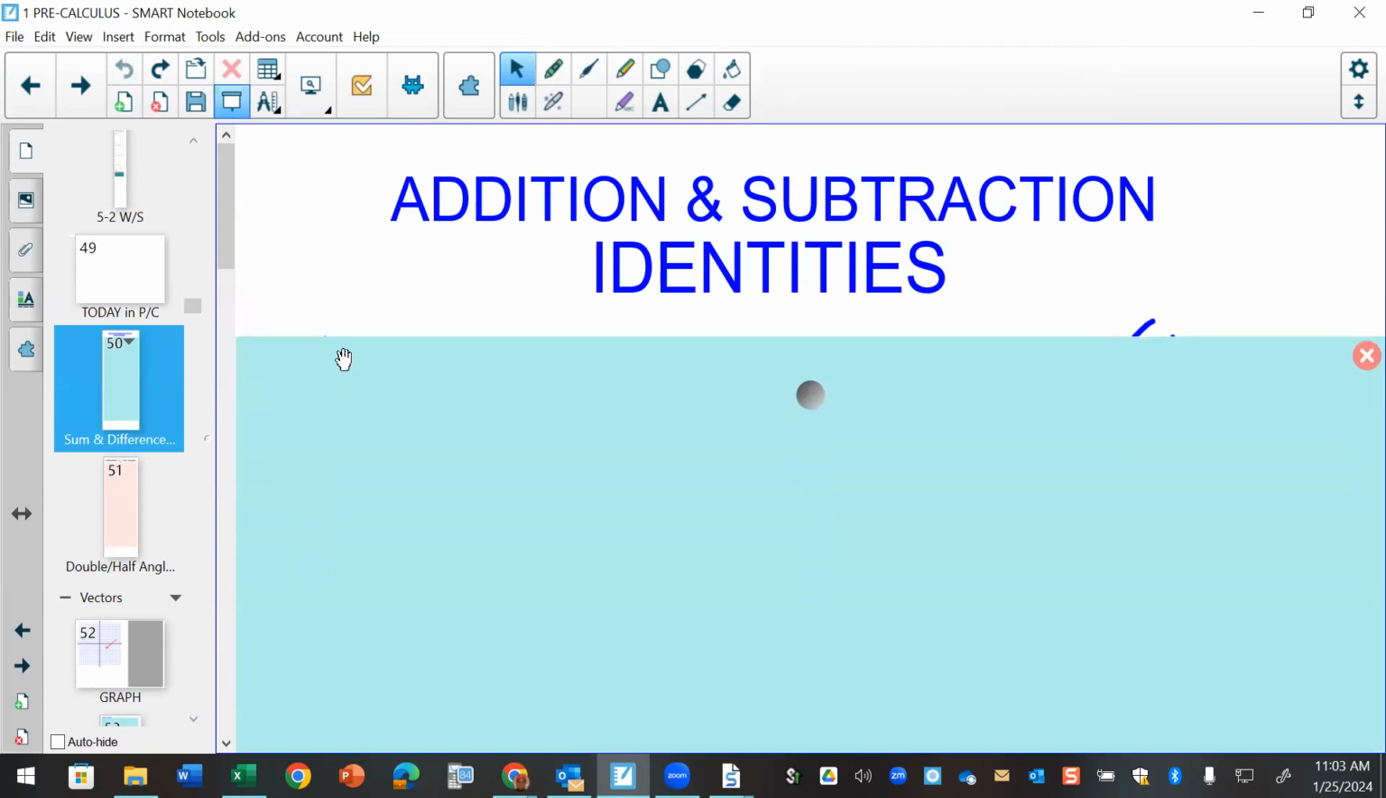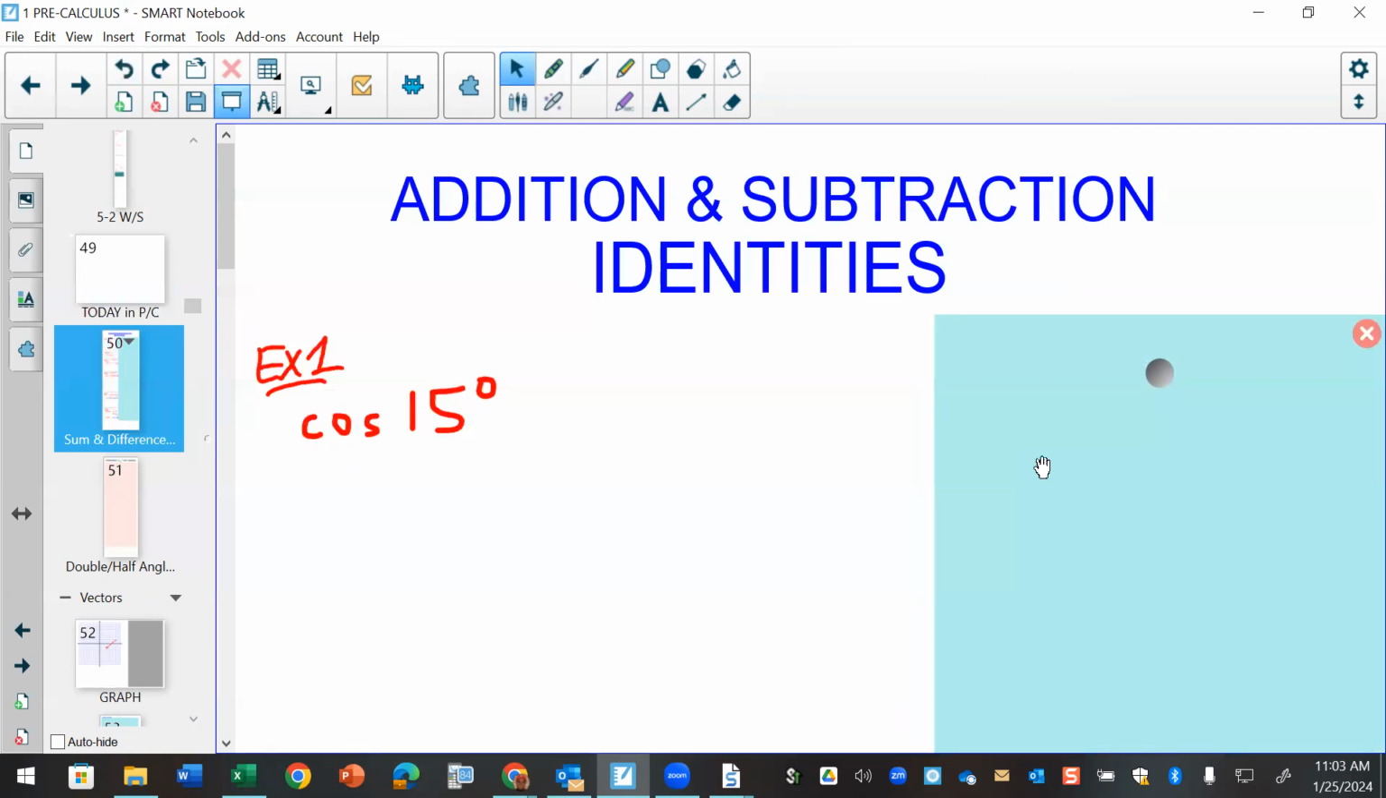Yeah, so it's not gonna be sine, it's gonna be cosine. Evidently, so write this one down.